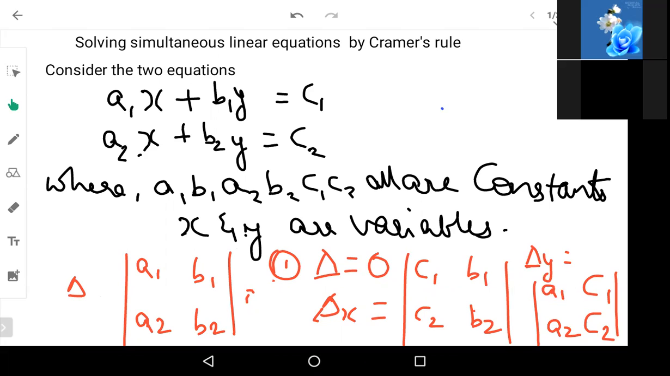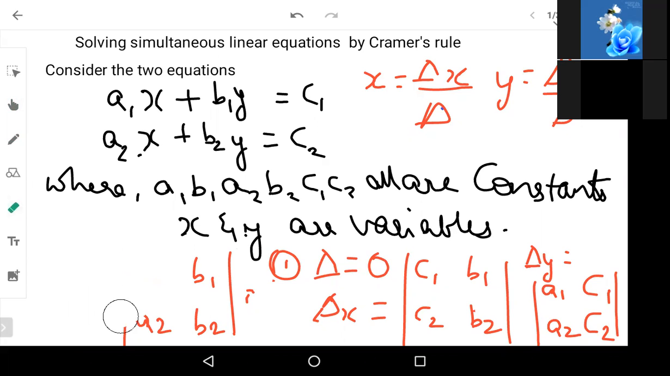Now after this, we have to find out x as well as y. Finding x and y is very easy. X is equal to delta x by delta, y is equal to delta y by delta. So this is the formula for the calculation of x and y. And we have all the data here. We have the delta value, delta x value and delta y value. So we just have to apply all of that into the formula and find out the answer. So these are the steps in solving a Cramer's rule problem. Did you all understand the steps?